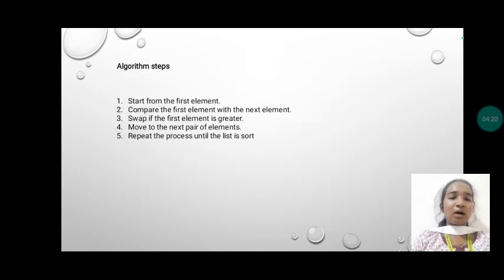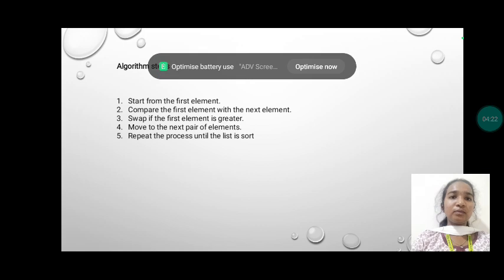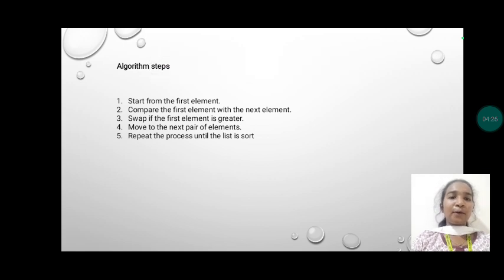Now the steps for the algorithm of bubble sort. The first one is to start from the first element. Then compare the first element with the next element. Swap if the first element is greater than the second element. Move to the next pair of elements. Repeat the process until the list is sorted.